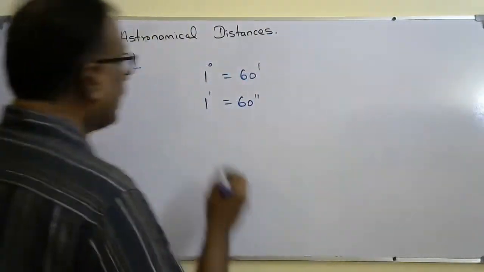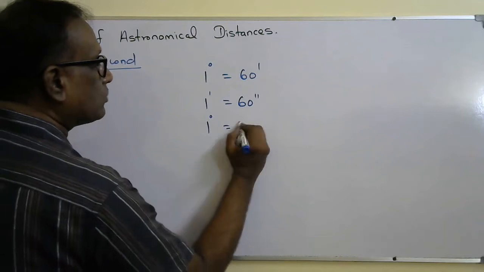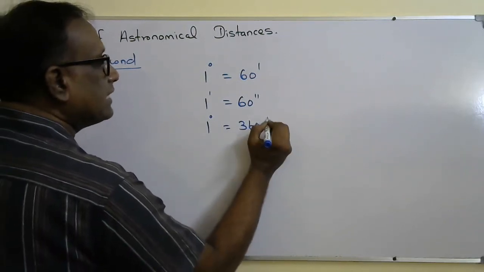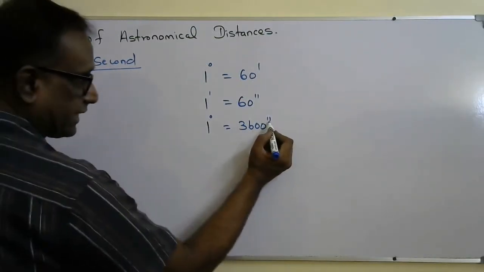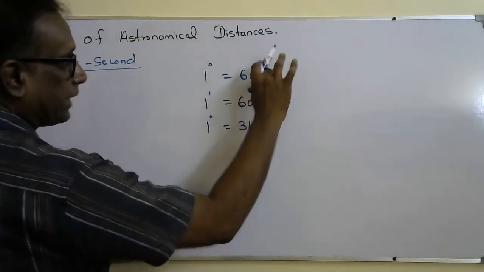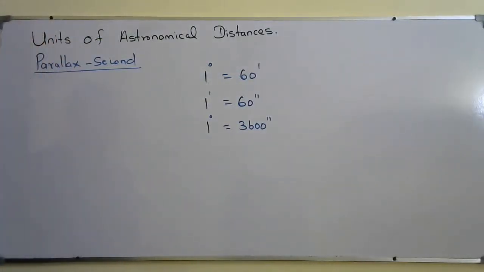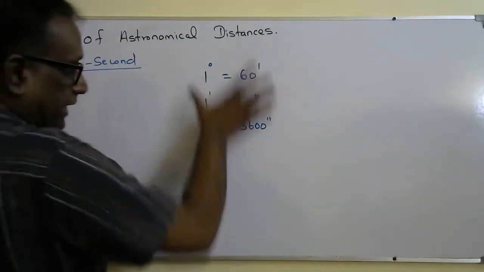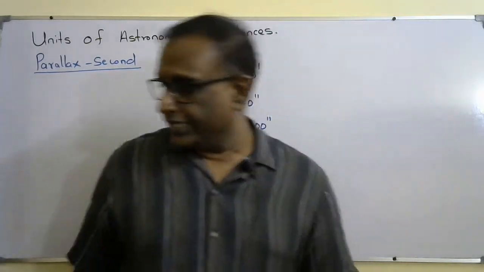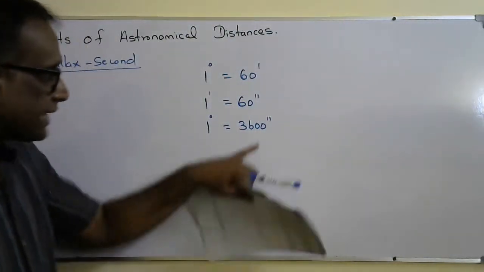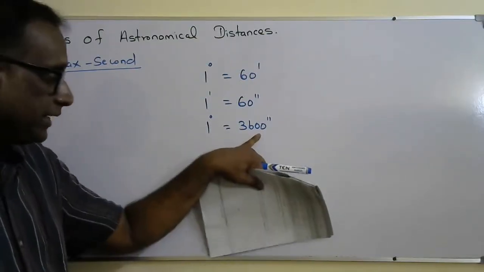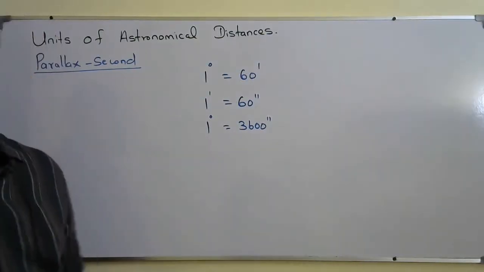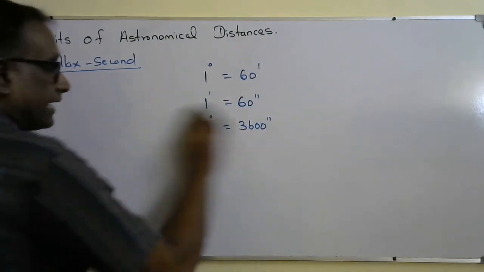That means 1 degree is equal to 3600 seconds. This is the notation for second, and this is the notation for minute. You must know this, right? So 1 second means 1 over 3600 degree.